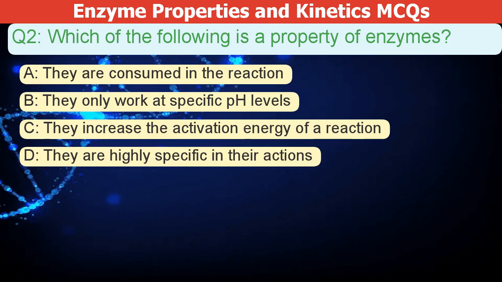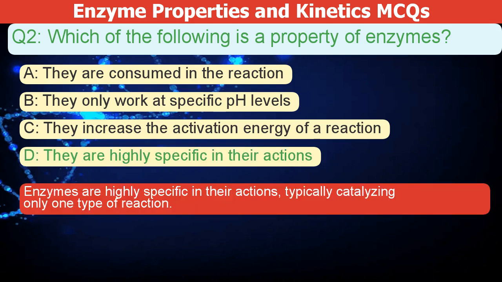Which of the following is a property of enzymes? A. They are consumed in the reaction. B. They only work at specific pH levels. C. They increase the activation energy of a reaction. D. They are highly specific in their actions. The correct answer is D. Enzymes are highly specific in their actions, typically catalyzing only one type of reaction.